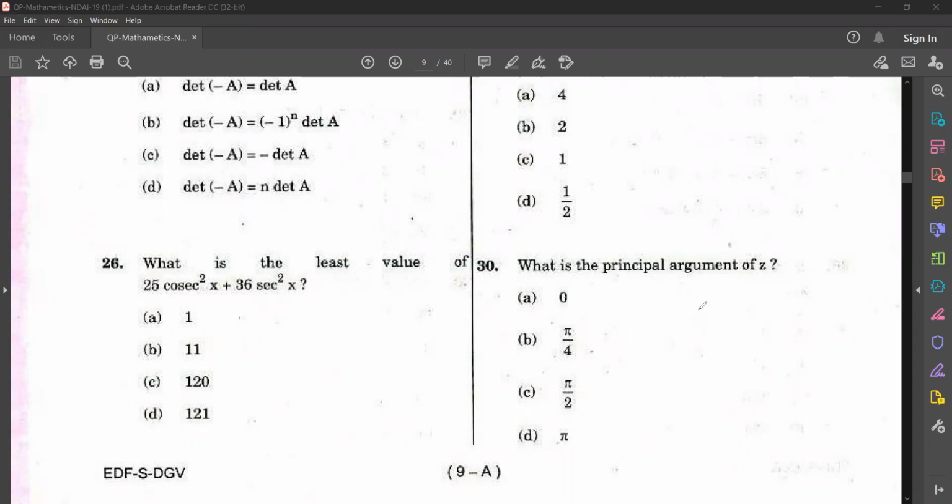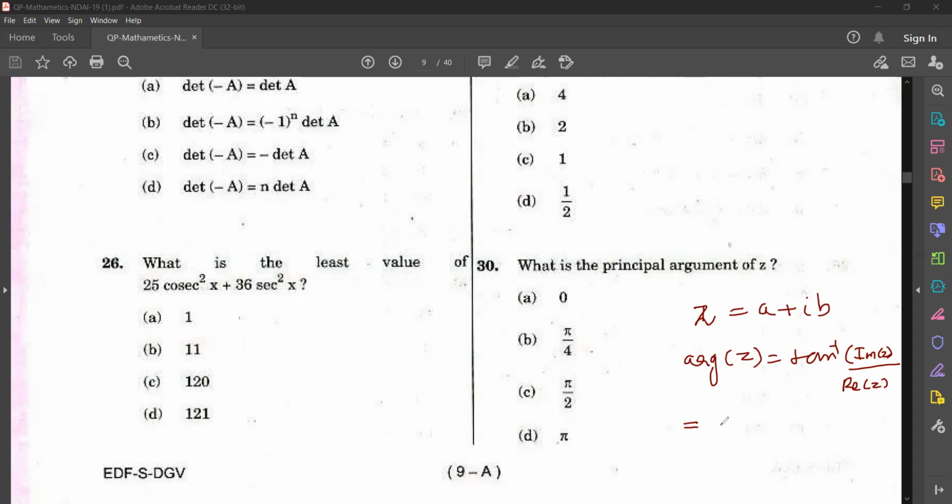So, what is the formula for principal argument? If a complex number is of the form a plus ib, theta or the principal argument of z is equal to tan inverse of imaginary part of z divided by real part of z. Tan inverse imaginary part of z by real part of z.